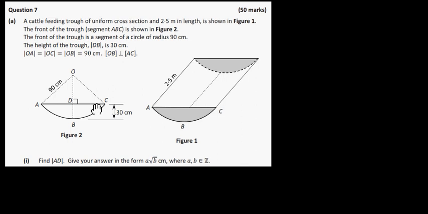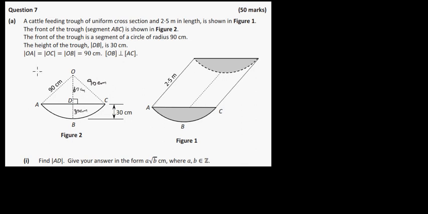Is a segment of a circle of radius 90 centimeters. So we have 90 centimeters here, 90 centimeters here, and it's 90 centimeters all the way down along here as well. Now the height of the trough DB is 30 centimeters. So from here to here is 30 centimeters. So from here to here then must be 60 centimeters.